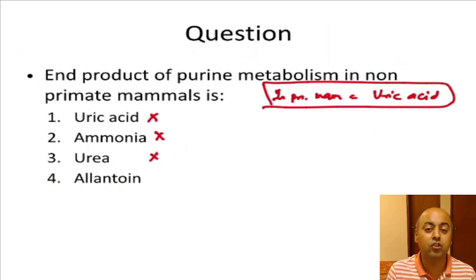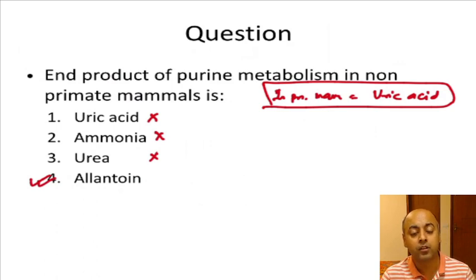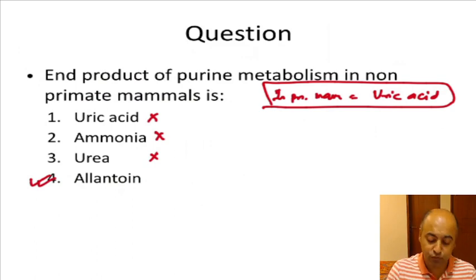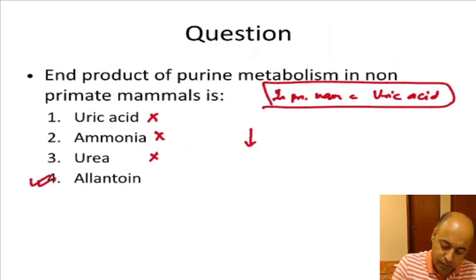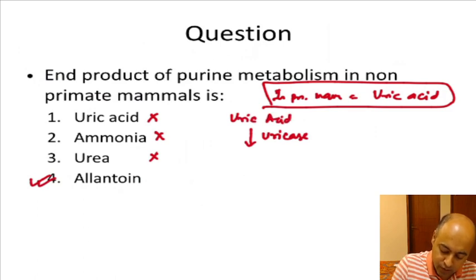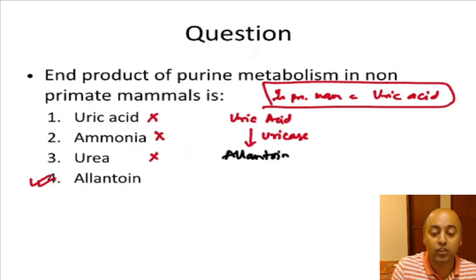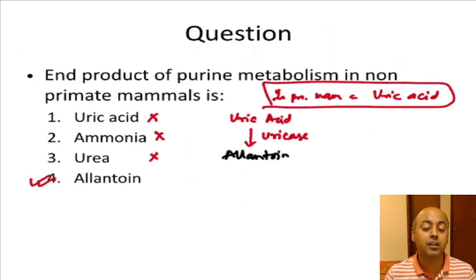Same way, urea is the end product of protein metabolism, but in non-primate mammals, the answer is allantoin. The uric acid is further metabolized by the action of the enzyme uricase and gets converted into the water-soluble substance called allantoin. Uric acid is sparingly water-soluble, but in some non-primate mammals, we have this enzyme uricase, which can convert it to the water-soluble form, allantoin, so that the excretion is much better. It can be eliminated very quickly from the body.